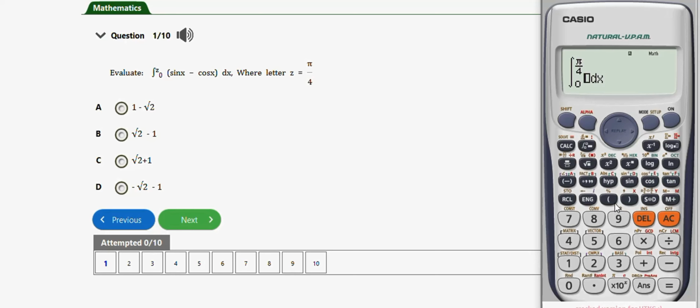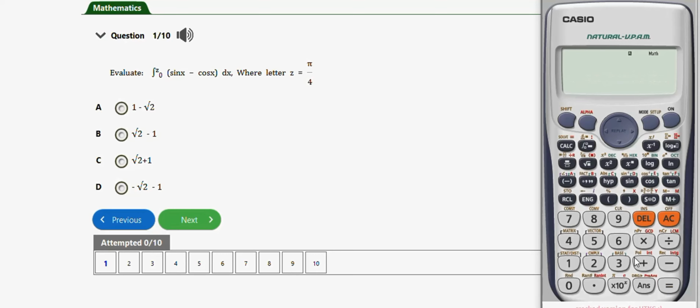Open brackets, we have sin x, then close the brackets before we put the negative sign. Then we have cos x, and close the brackets. One more thing, ensure the brackets are balanced. If the brackets are not balanced, we have a syntax error. So let's check. How many brackets are on the left? We have 1, 2 and 3. How many are on the right? We have 1 and 2. It's not balanced, so to balance it, put an extra one.